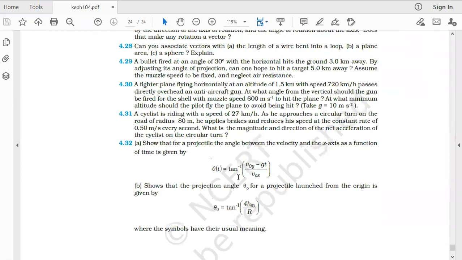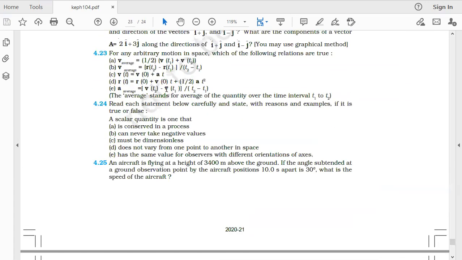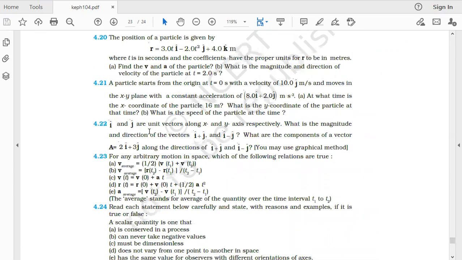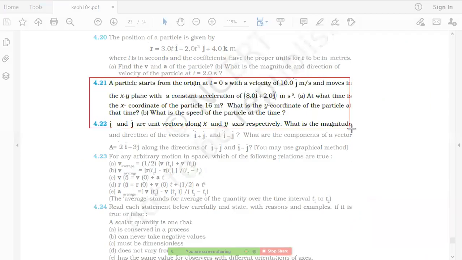So that means I pretty much covered all the important problems in this page. This one, as I told you, needs some vector basics. We'll come back to it later. 25 also we did. So this is also vector based. So let's try 21. 20 I already finished.